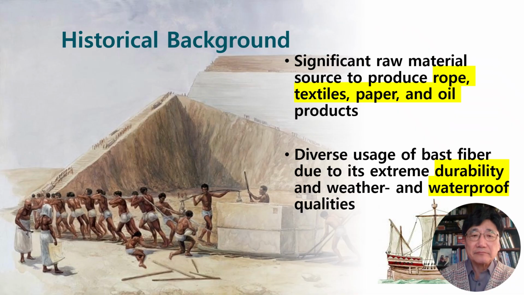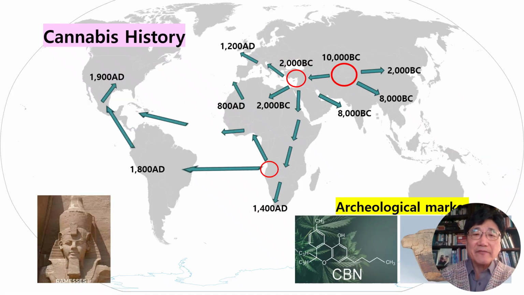If we go back in time, cannabis was one of the most important crops in 10,000 BC. We've known about the production of cannabis and the use of the plant for fiber and for medicine. It was used as a significant raw material source to produce rope, textiles, nets, paper, and oil products. Cannabis cultivation began around 10,000 BC, making it one of the earliest domesticated crops.